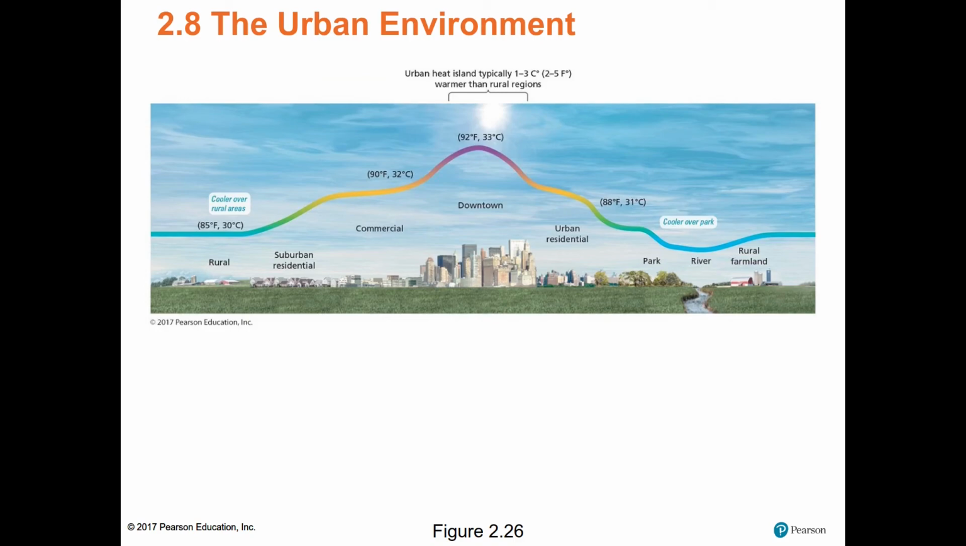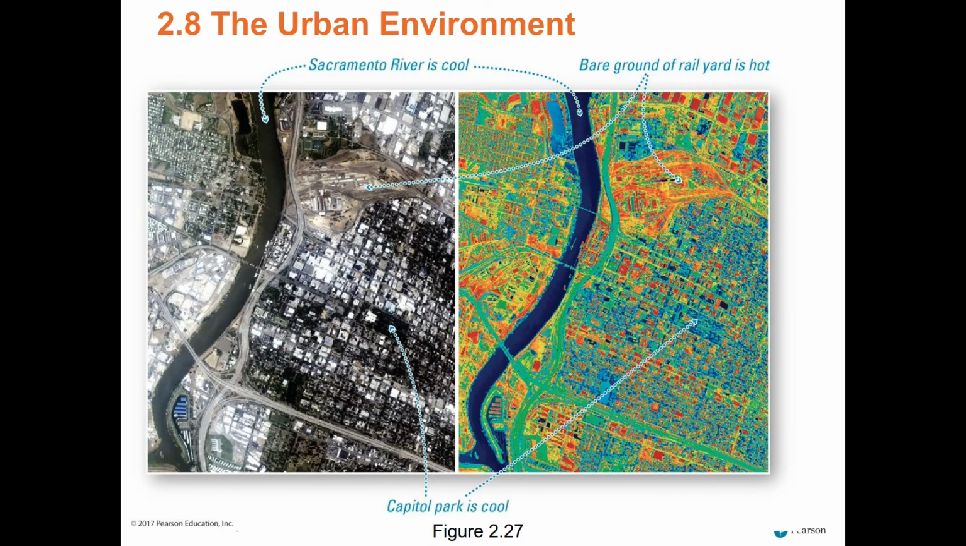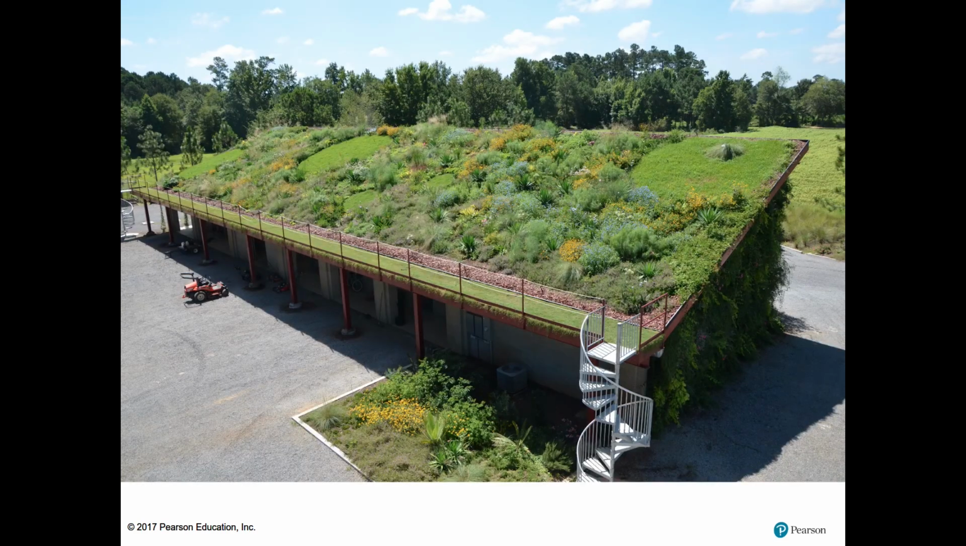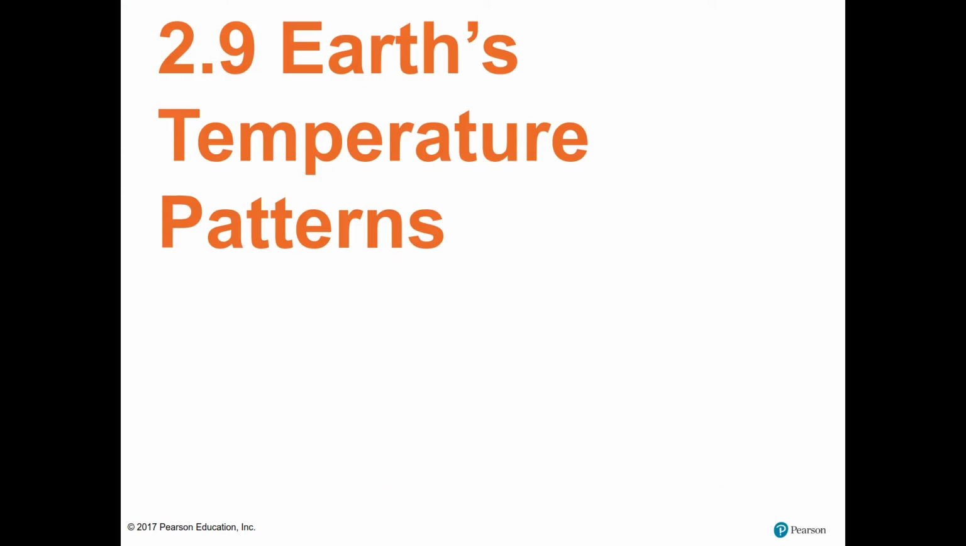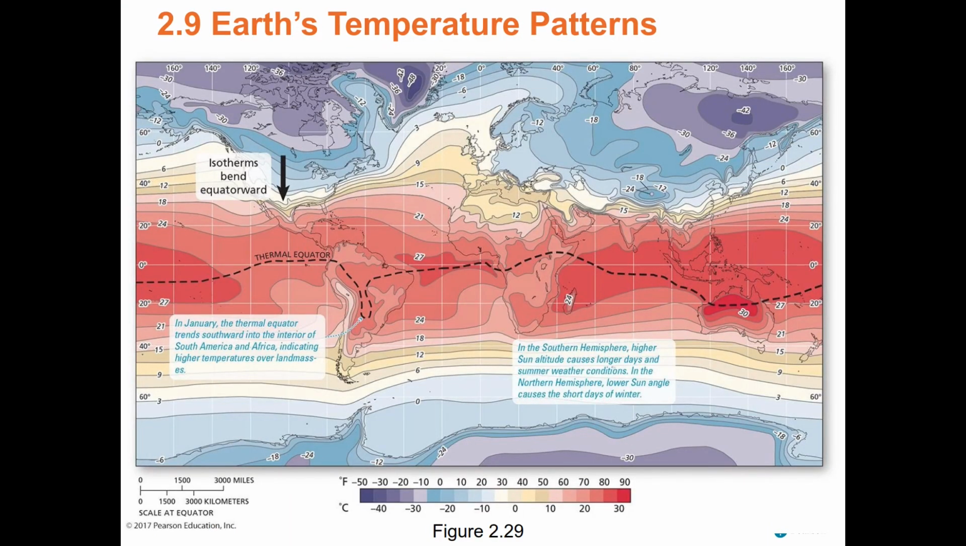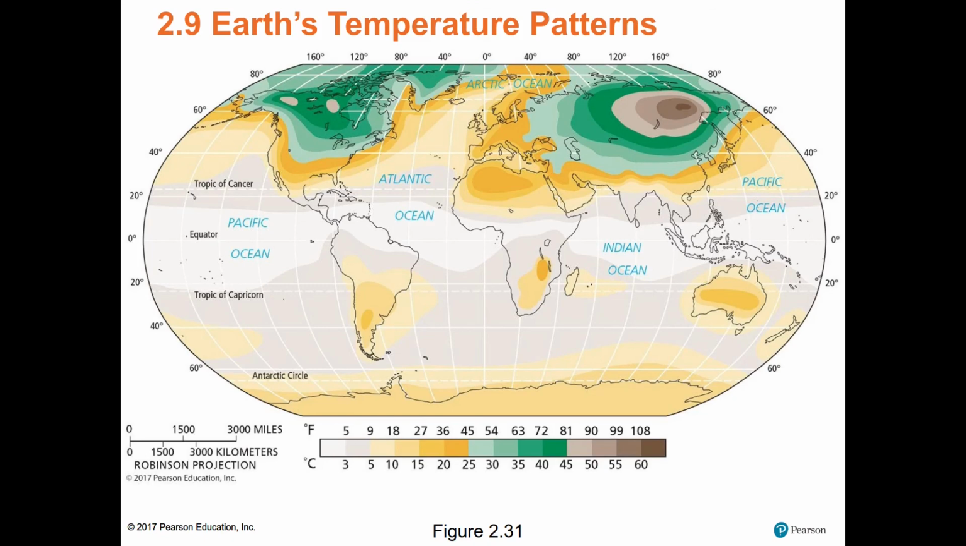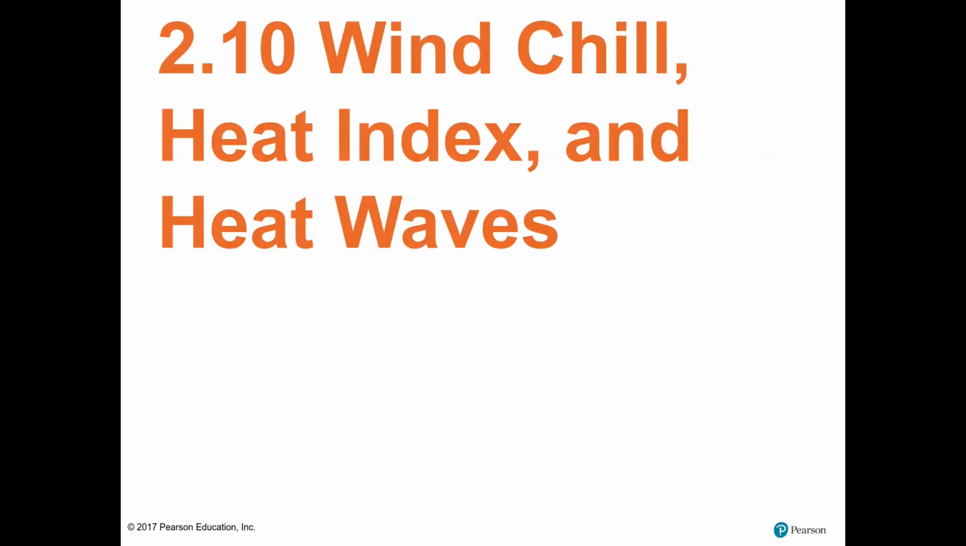We'll talk about urban environments. Urban environments. Ha! Non-urban environments. That doesn't look urban. Temperature patterns. Where is it hot? Where is it cold? Where is it hot? Where is it cold? Who has a large range? So this is the difference between summer and winter.